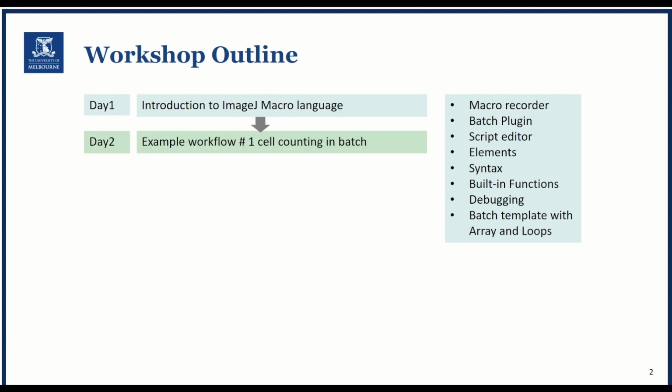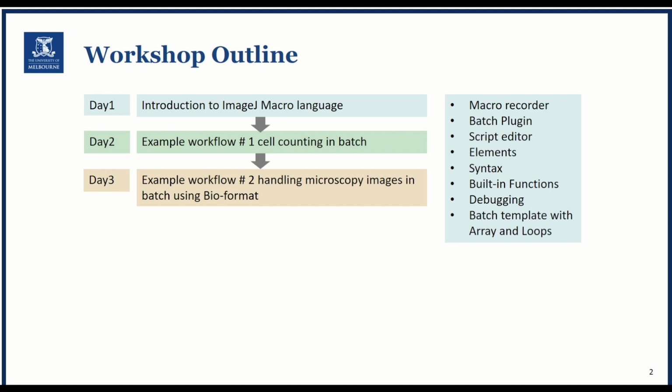On day 2, we will go through the first example of an image analysis workflow. This example will show how to perform cell counting in batch and other bits and pieces that need to be considered for batch processing. On day 3, we will go through the second example of an image analysis workflow. This example will focus on handling multiple images in ImageJ and also handling raw microscopy images using Bio-Formats in batch.